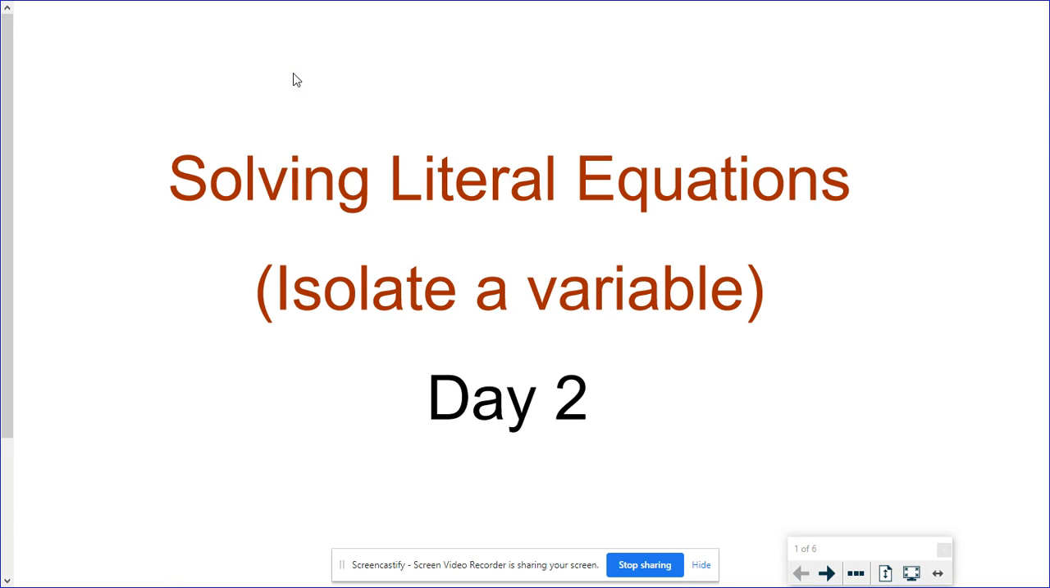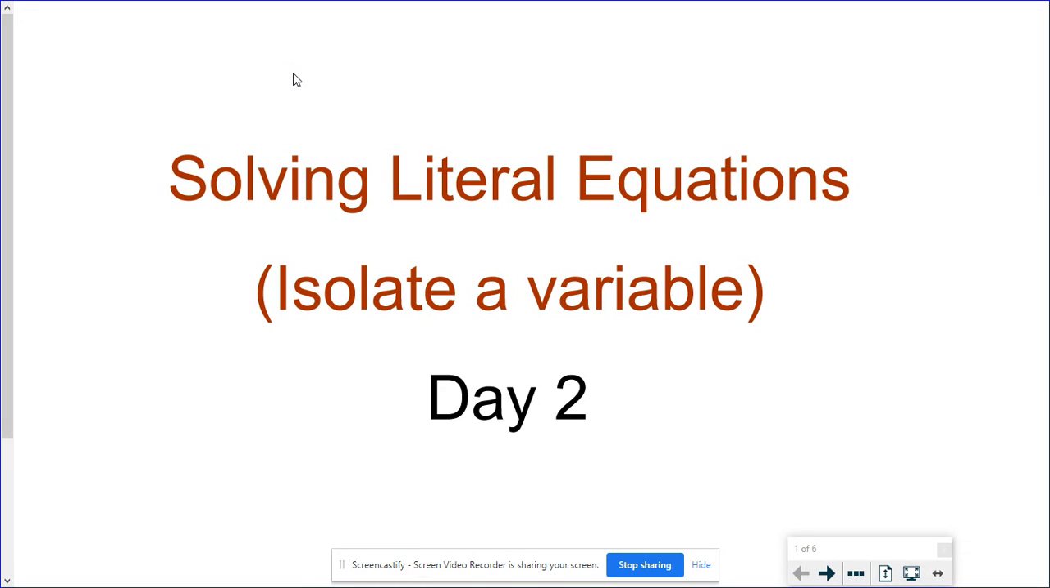Hello again, algebra students. We're going to spend one more day today working on solving literal equations. That's what we did in our last lesson. And in the last lesson, we just kind of had random equations with random variables. Today, we're going to be specifically isolating just one particular variable. We're going to be worried about the y today.